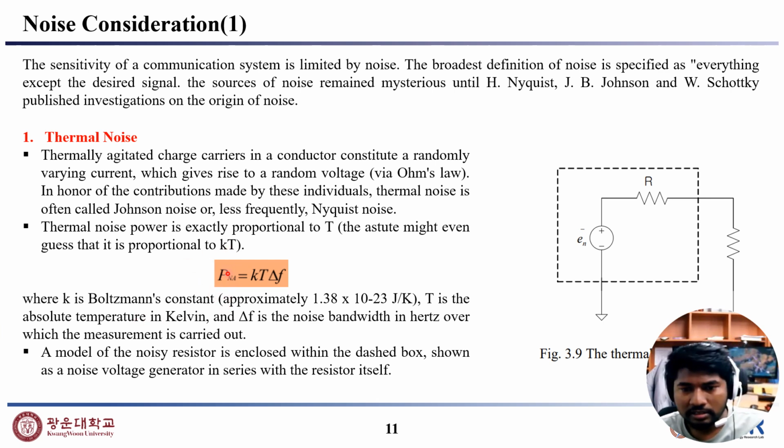And here you can see an equation that is PNa equals kT delF, where k is Boltzmann's constant, T is temperature, and delF is the noise bandwidth in hertz over which the measurement is carried out. And a model of a noisy resistor is enclosed within the dash box. Here you can see in this figure a noise voltage generator in series with the resistor itself.